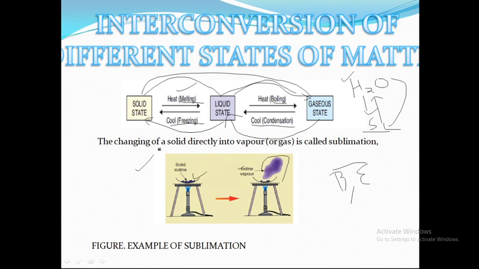So the changing of a solid directly into vapor, this process is known as sublimation. So what is sublimation? Sublimation is a process by which we can convert solid directly into vapor.